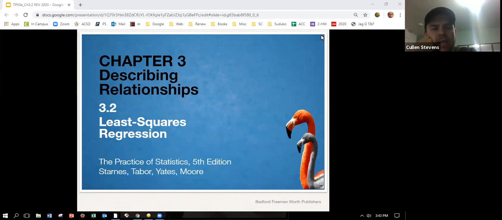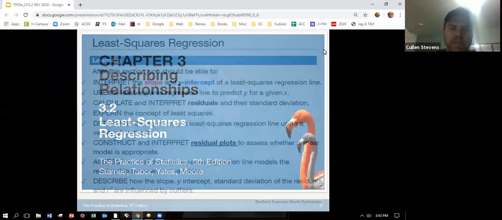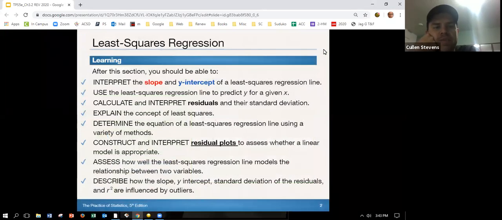Today we're going to start working on Chapter 3, Describing Relationships, and we're going to be working on Section 3.2, Least Squares Regression. As we go through, we have a lot of things that we're going to talk about. So we'll start this off with the ambition of having one big video, but I'm sure we'll probably have a couple.